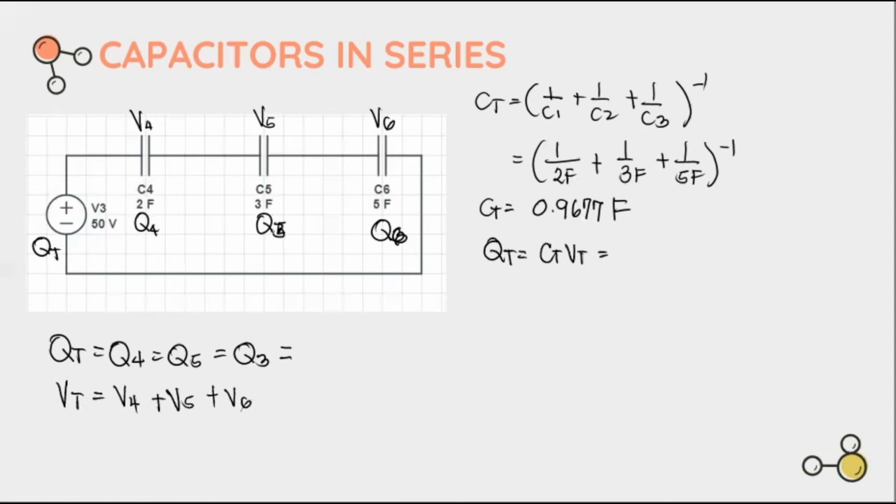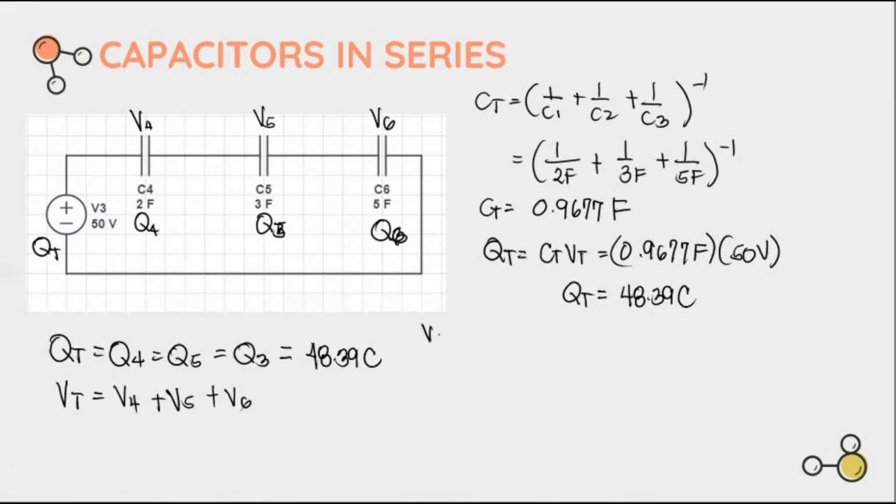Okay, ang CT natin is 0.9677 farad multiply by 50 volts. Okay, our QT is equals to 48.39 coulomb. Okay, so pwede na po nating ma-compute yung V. Okay, kasi alam naman po natin yung capacitance and the individual charge number. Okay, so start po tayo kay V4.